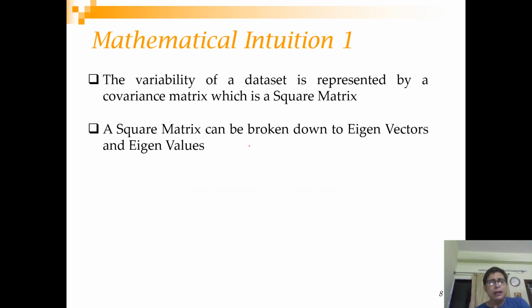So now let's look at some of the mathematical intuitions, right? The variability of the data set is represented by the covariance matrix, which is a square matrix. And from linear algebra, you know that a square matrix can be broken down into eigenvectors and eigenvalues. I will explain this in more detail.